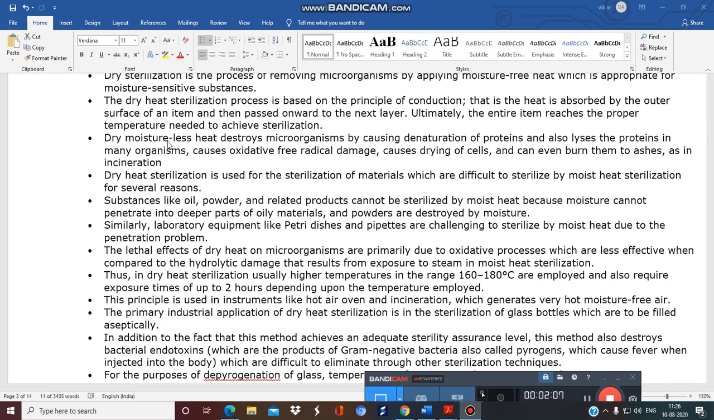Dry, moistureless heat destroys microorganisms by causing the denaturation of the protein present in the microorganism, and it also causes the breakdown or lysis of the protein in many organisms and causes oxidative free radical damage that ultimately causes the death of a microorganism, meaning sterilization is achieved.